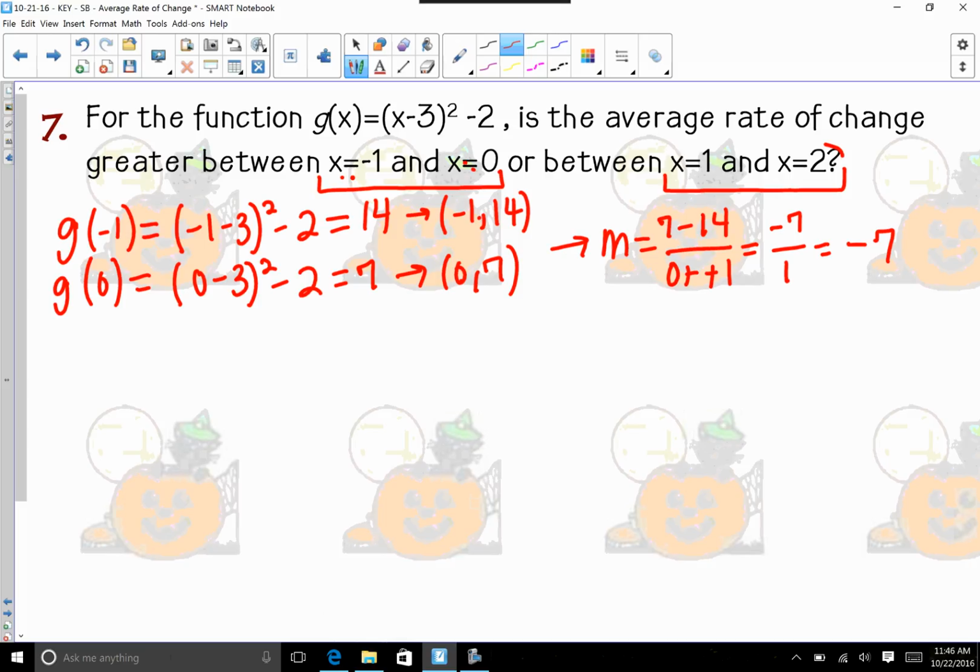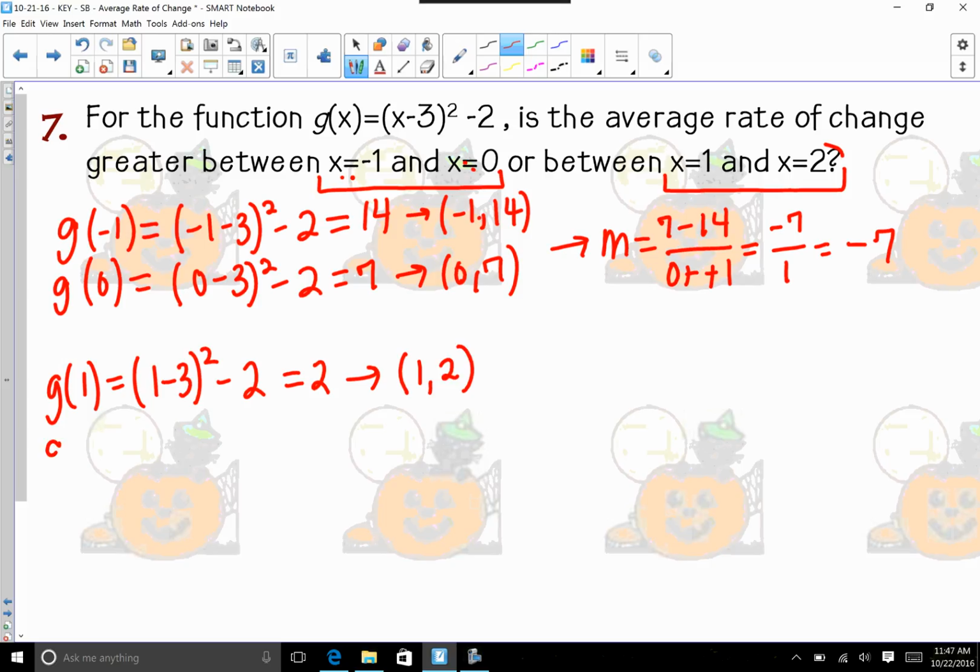All right, so the next one is between 1 and 2. I'm going to plug in g of 1, and I get 1 minus 3 squared minus 2. 1 minus 3 is -2, -2 squared is +4, and 4 minus 2 is 2. So this gives me the ordered pair (1, 2).